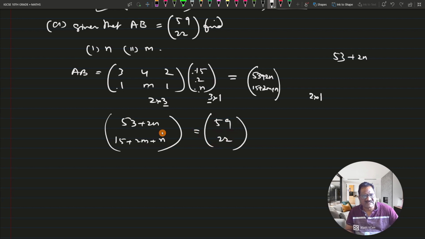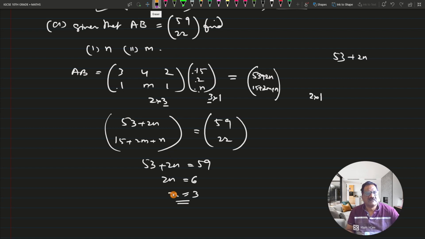Now because these two are equal matrices, 53 plus 2n equal to 59. From here I'll get 2n is equal to 59 minus 53, which is 6, and n will be equal to 6 upon 2, which is equal to 3. So we got the answer for the first one, n is equal to 3.